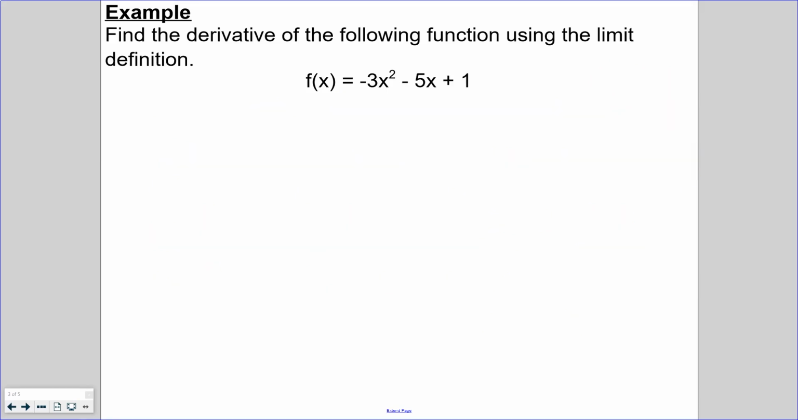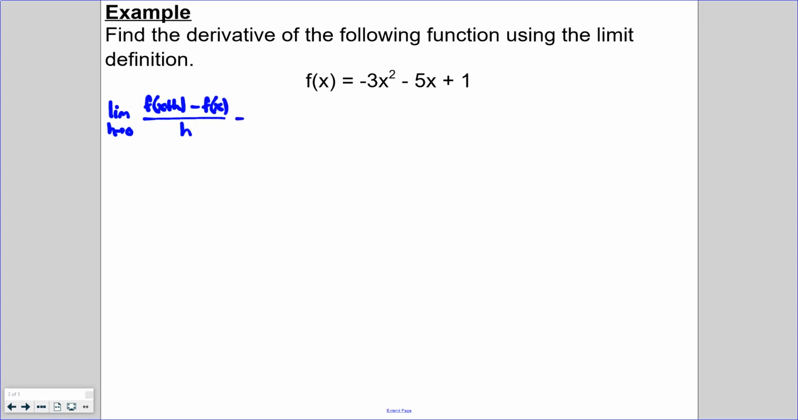Alright, so let's take a look at another example. Here we want to find the derivative of the function negative 3x squared minus 5x plus 1 using the limit definition. So, just like before, we'll start out with our limit definition, the limit as h approaches 0 of f of x plus h minus f of x all over h.